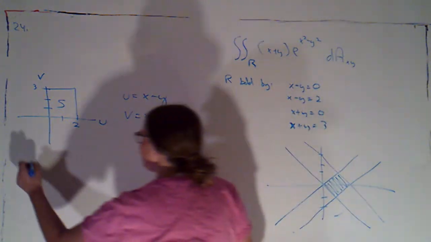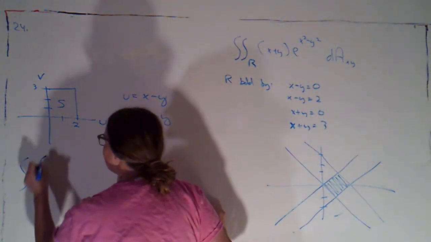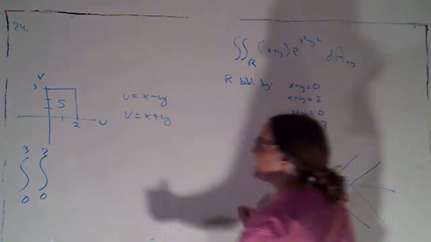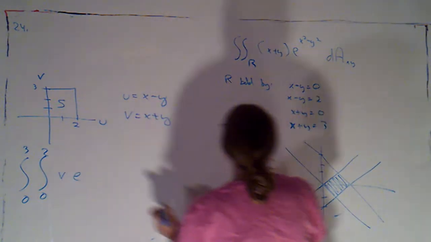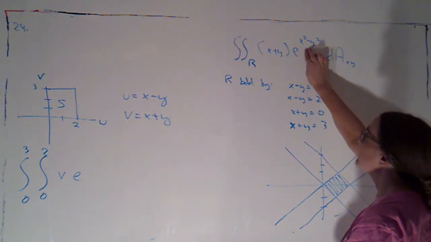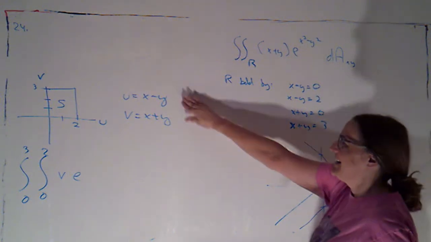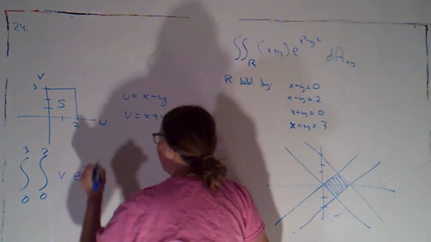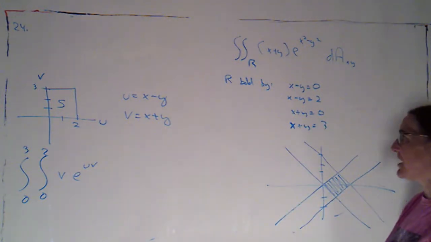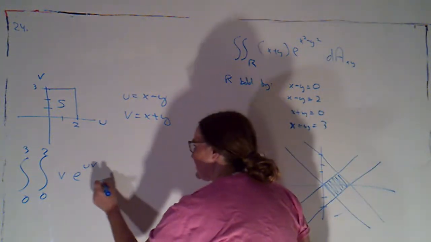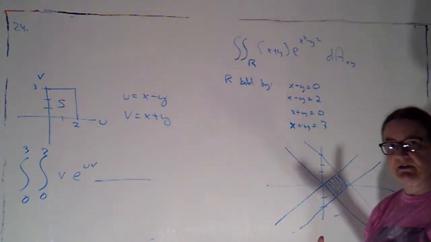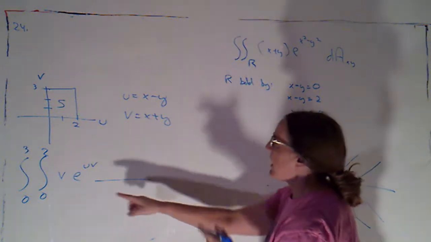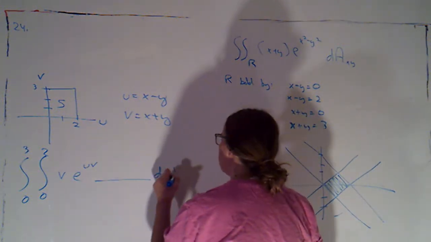So I'm just going to say, okay, let's integrate over S. So from 0 to 2, from 0 to 3. Notice x plus y, that's just v. e to the x squared minus y squared is x minus y times x plus y. That's just e to the u times v. Now I'm going to have my scaling factor, which is going to be the absolute value of the Jacobian. And then, let's see, the way I've set it up is du dv.